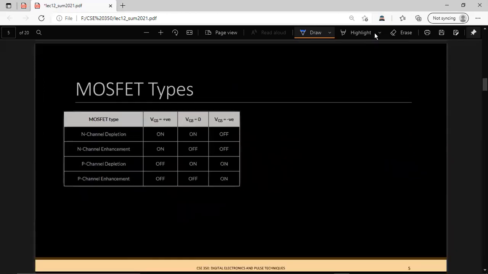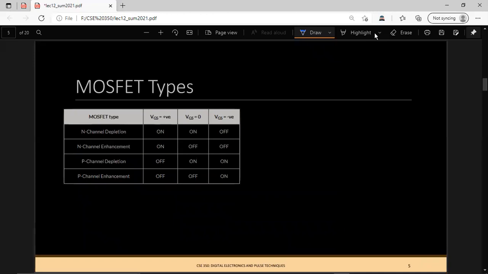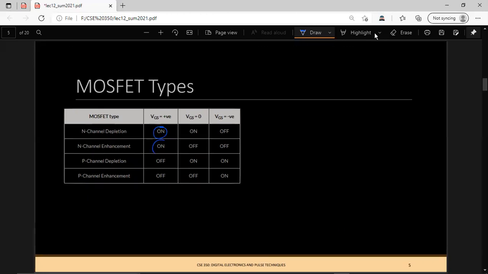So in this course, we are going to use four different types of MOSFET. There are N-channel depletion, N-channel enhancement, P-channel depletion, and P-channel enhancement. Whenever the gate voltage is positive, you can see from the chart, the N-channel depletion is on, and the N-channel enhancement is also on. However, the P-channels are off. When the gate voltage is 0, the N-channel depletion mode is on. However, the enhancement N-channel is off, but the P-channel depletion is on. So you can see the contrast between the depletion and enhancement modes. In the case of N-channel, the enhancement mode is off whenever the gate voltage is 0, but the depletion mode is still on.